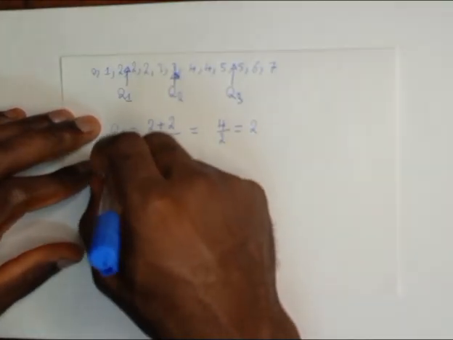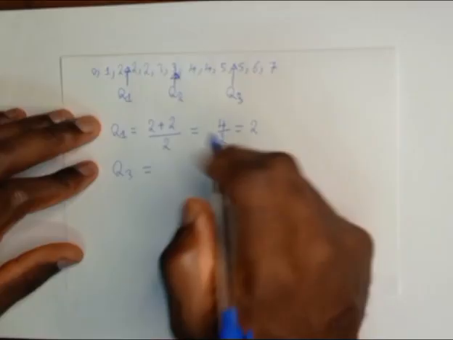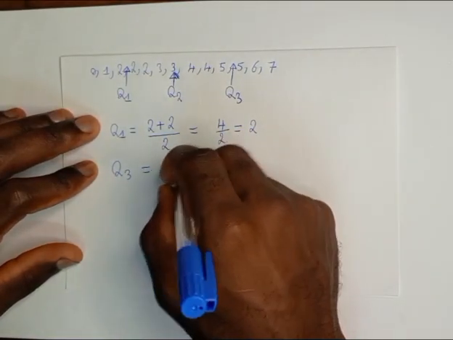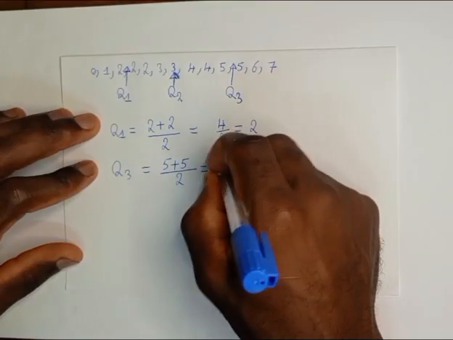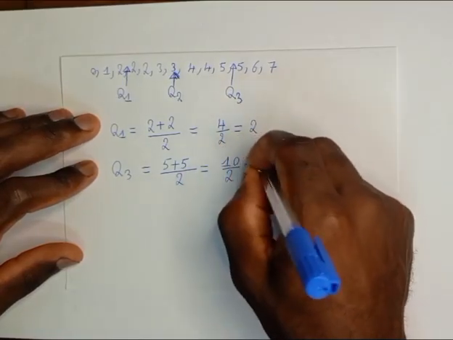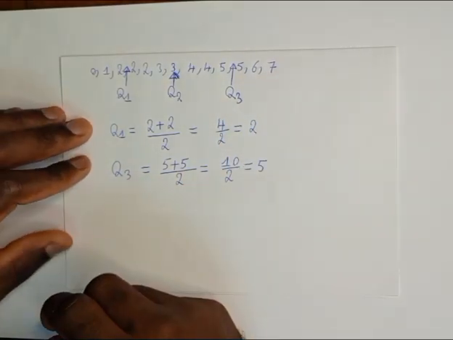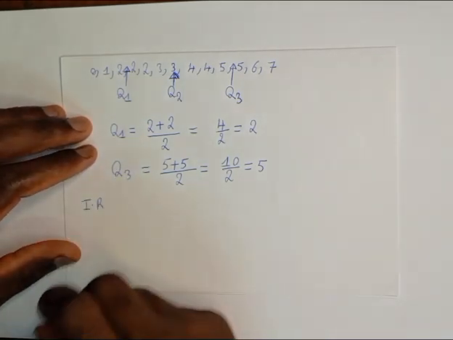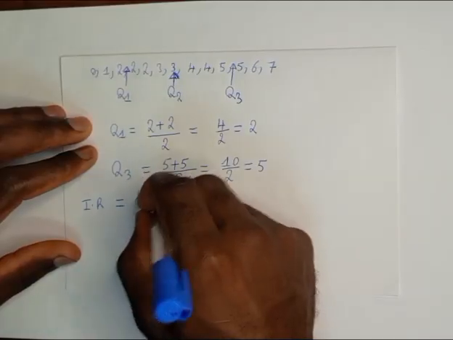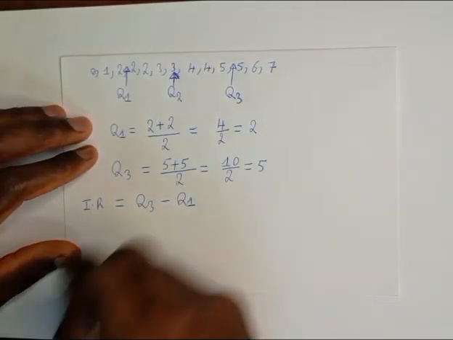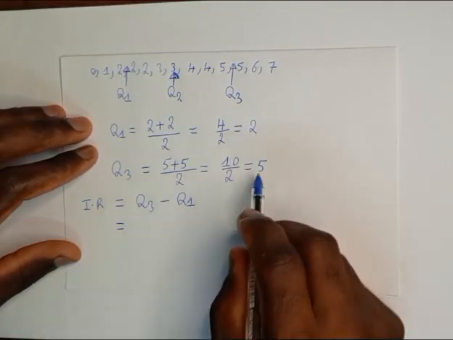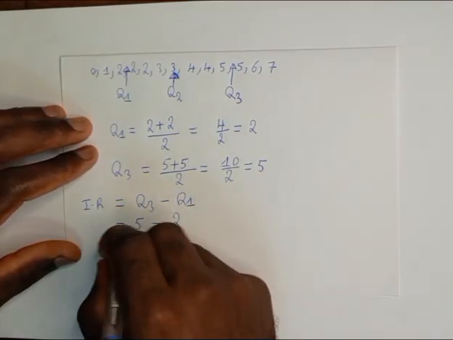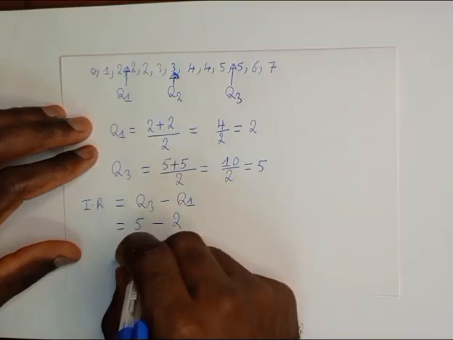Next, we need the upper quartile, Q3. It is simply the average of these two numbers. We take 5 plus 5, then we divide by 2. This will be equal to 10 divided by 2, which is 5. Now we can proceed to find the interquartile range. The interquartile range, which is abbreviated as IQR, is simply equal to Q3 minus Q1. And this will simply be equal to Q3, which is 5, minus Q1, which is 2. 5 minus 2 is simply equal to 3.